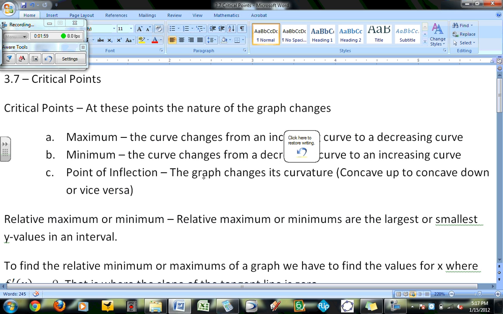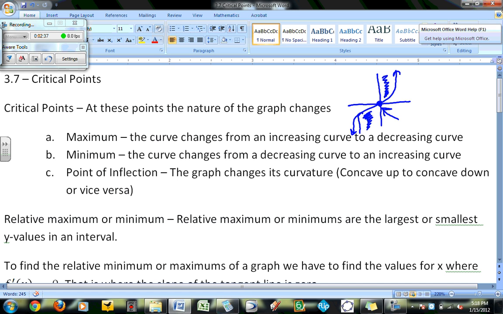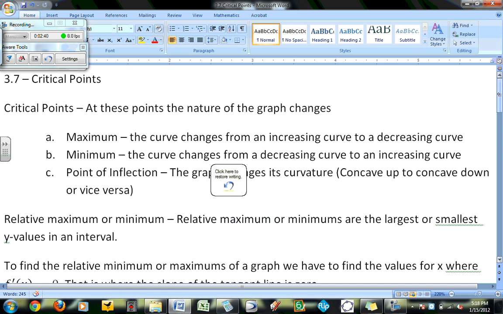And a point of inflection is where the graph changes its curvature, concave up to concave down. Basically, where concave up, I call it where it could hold water, and concave down is where it can't hold water. A good example of that is a graph like this at 0, 0. This graph changes from concave down to concave up. Right here, it'd be concave up because it could hold water up inside here. This graph below here is concave down. So the point of inflection, where that changes, is at that point 0, 0. But we'll give you ways to find that using derivatives.